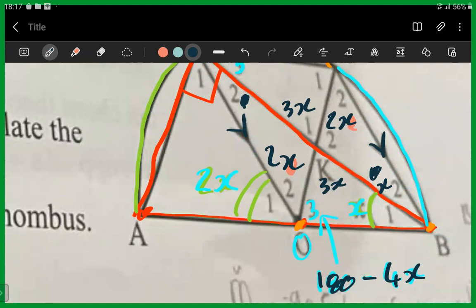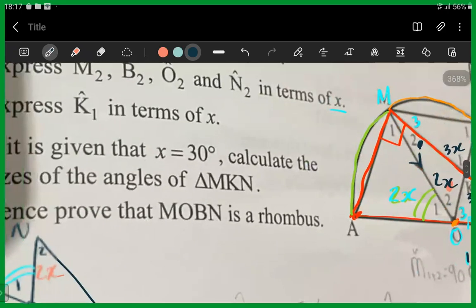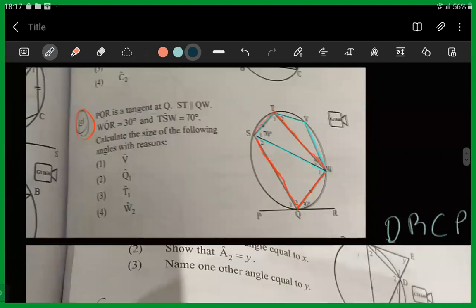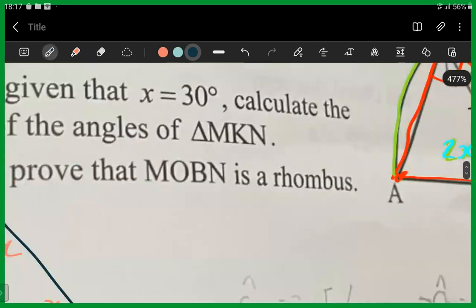Okay, great. So this one here is asking us to prove a rhombus, but the first thing would be to ask yourself, what is a rhombus? Because if you know what a rhombus is, you will know at least where to start. So what is a rhombus?